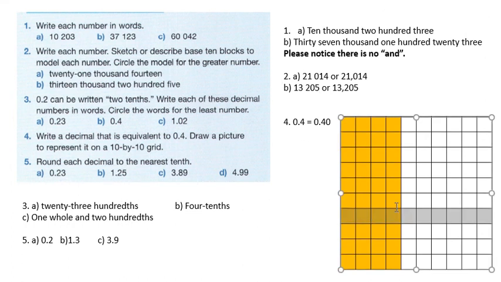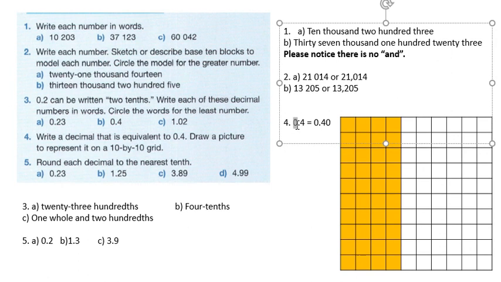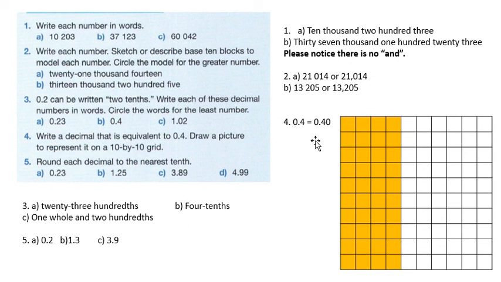Here's number 4. This grid right here. Write a decimal that is equivalent to 0.4. Draw a picture to represent it on a 10 by 10 grid. I'm starting by writing down that 0.4 is equivalent to 0.40. So we can call this number here, the 0.4, we could call it 4 tenths. If we call it 4 tenths and we look at this grid right here, we could imagine that this grid has only 10 columns. So 1, 2, 3, 4, 5, and all the way down the line.